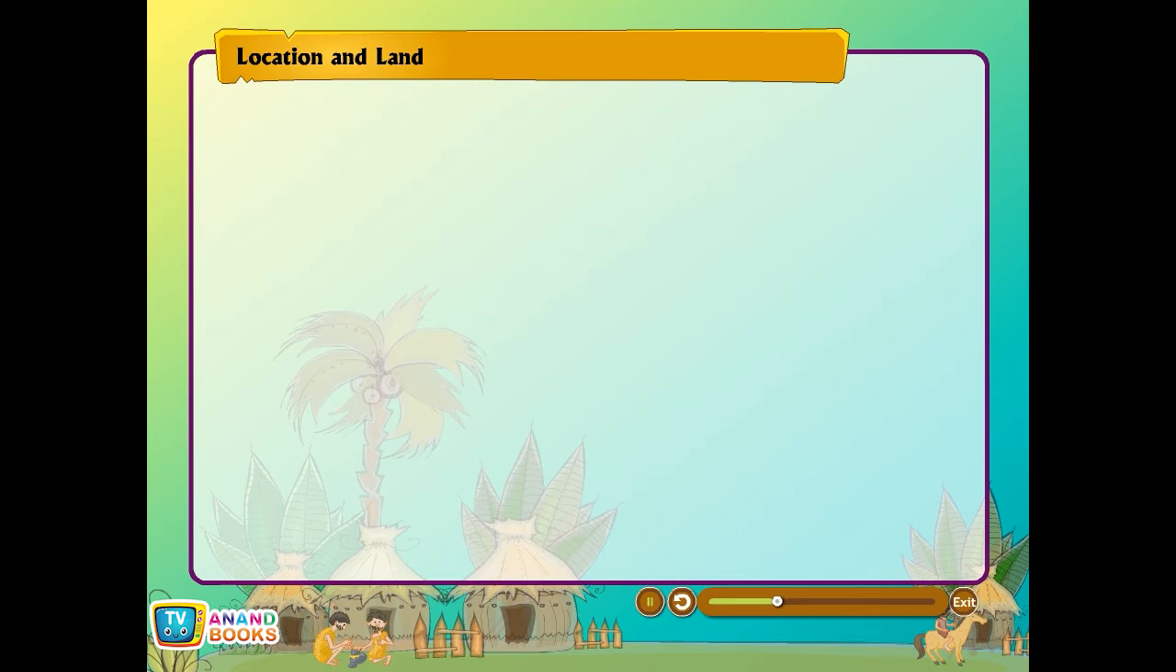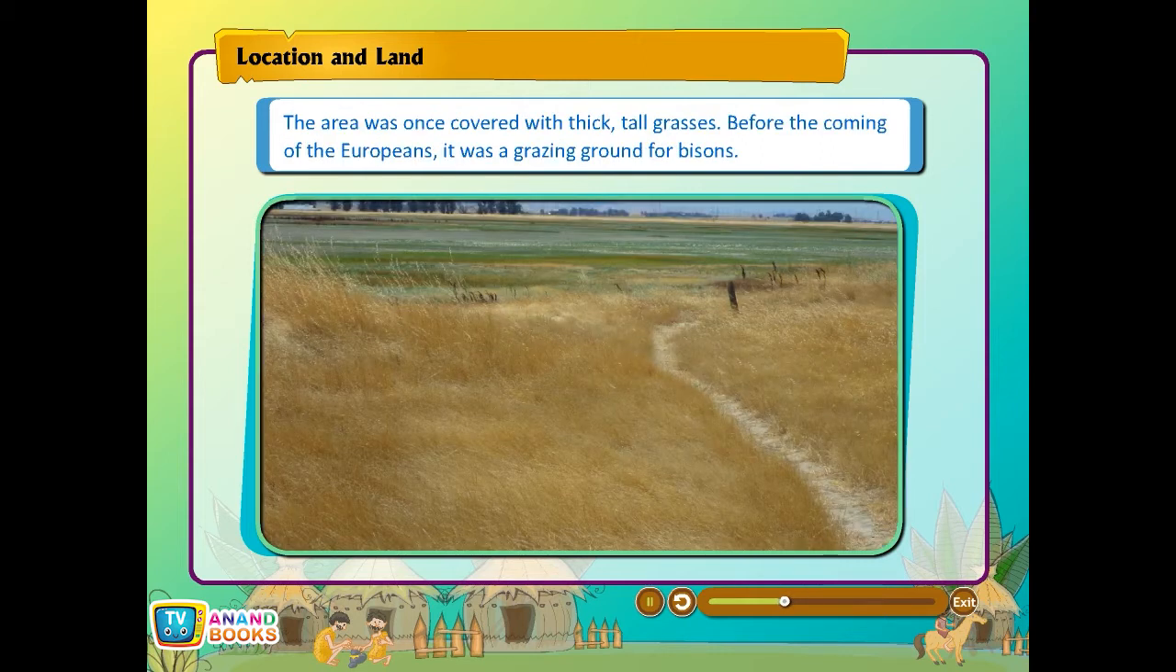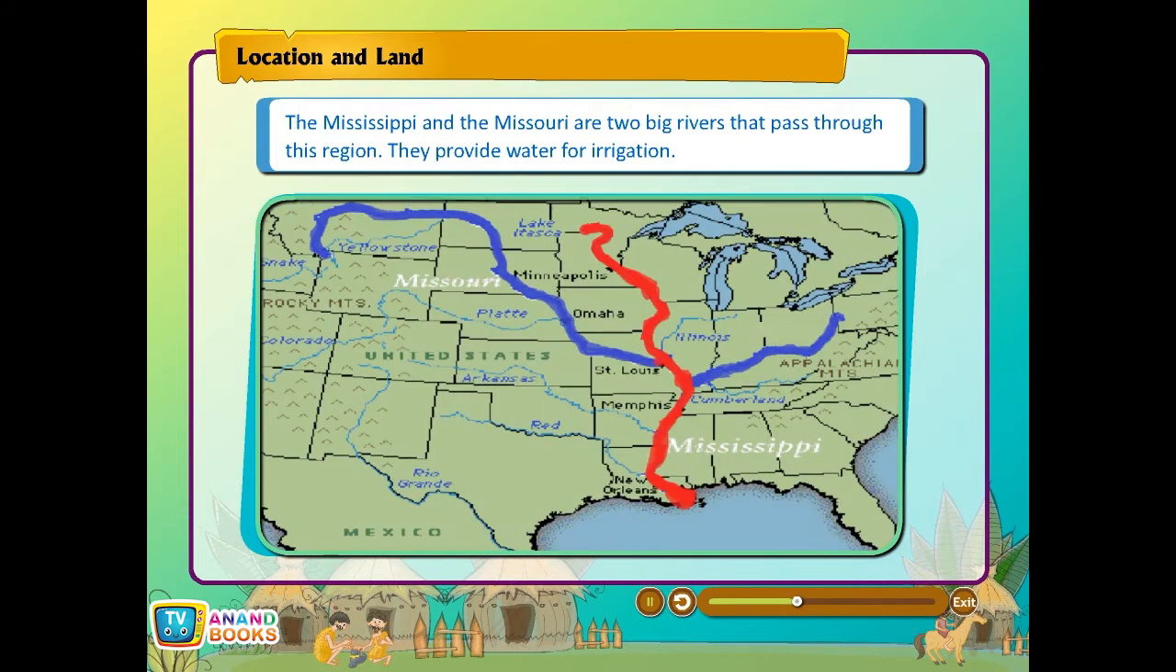Location and land. The prairies are located in the northern hemisphere, roughly halfway between the equator and the North Pole. The area was once covered with thick, tall grasses. Before the coming of the Europeans, it was a grazing ground for bisons. Most of the grassland has been cleared by the Europeans, and today it is the biggest farming region of the world. The Mississippi and the Missouri are two big rivers that pass through this region. They provide water for irrigation.